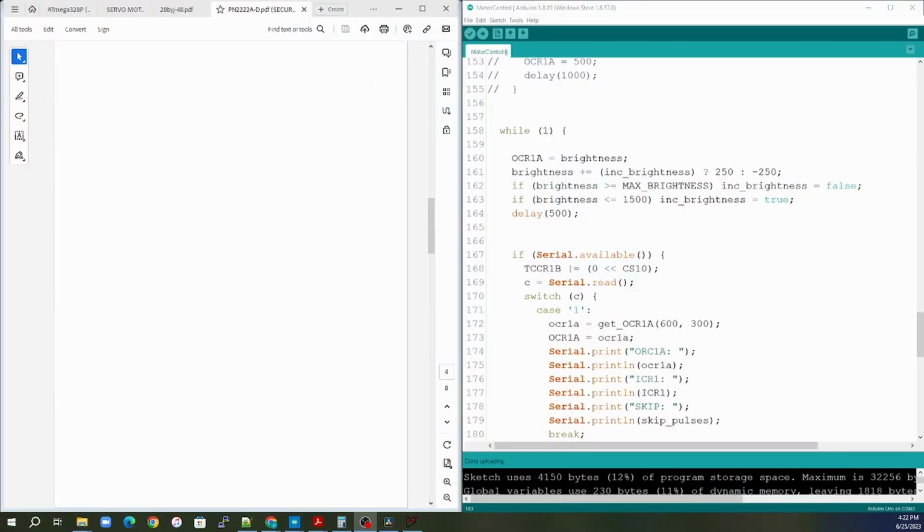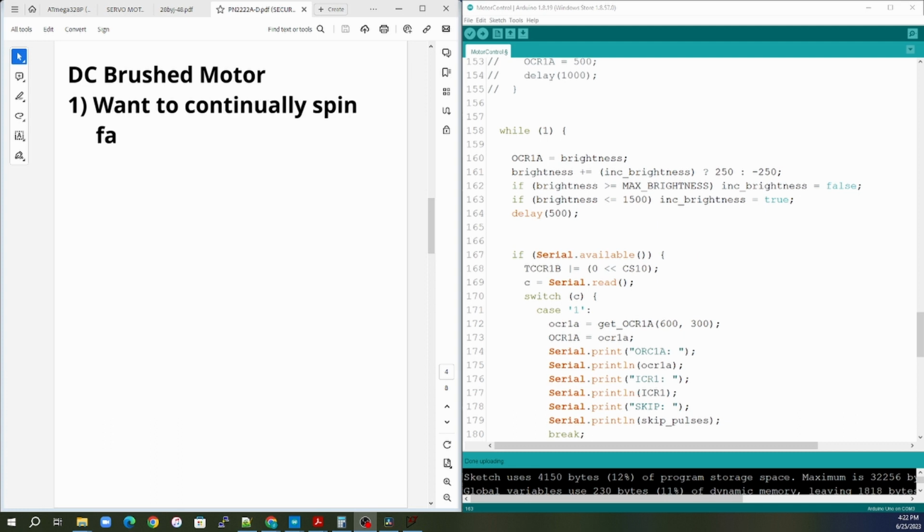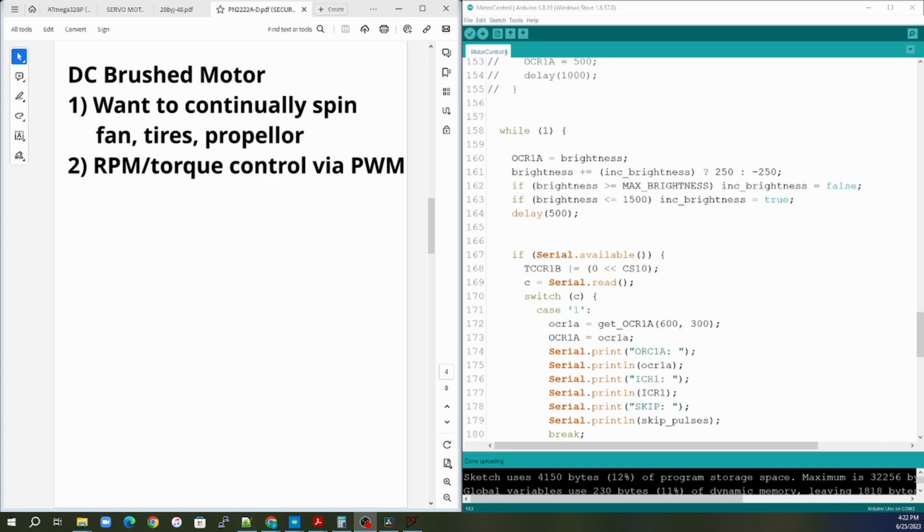Why would we want to use a DC brush motor? One, we want to continually spin something like a fan, tires, or a propeller, something just continually spinning. Two, we want some RPM torque control that we can get via PWM. Three, though, this DC brush motor is not very accurate or precise when you're talking about positioning. It is good for basically just spinning something in a circle.